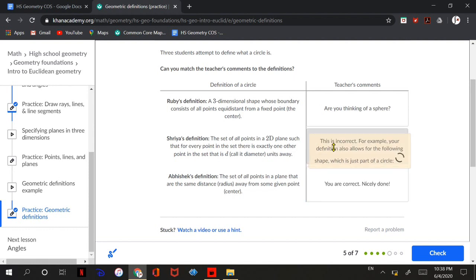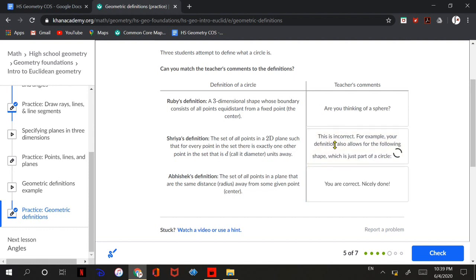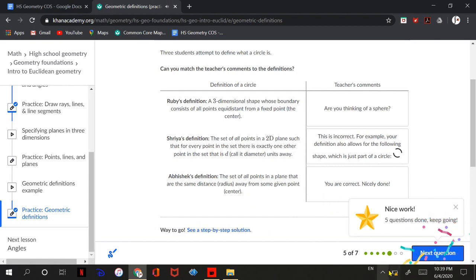This is not necessarily true, because the definition would also allow this shape to be a circle, but it is not closed. A set of points in a plane that are the radius away from a given point, the center. Yes, that is the definition of a circle.